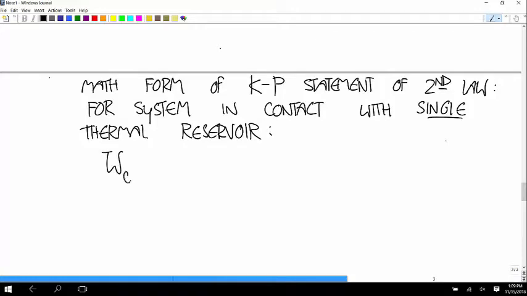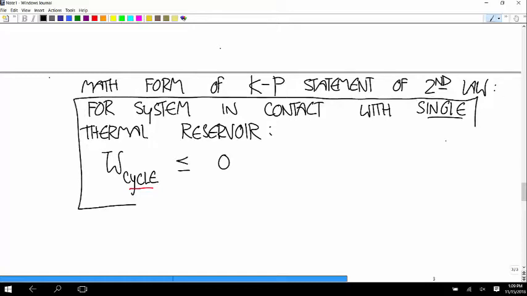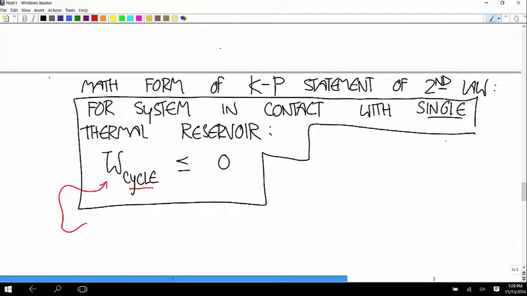The work done in any cycle that system goes through, and the fact that it is a cycle is important, has to be less than or equal to 0. Okay, so this W is work done on the surroundings by the system.